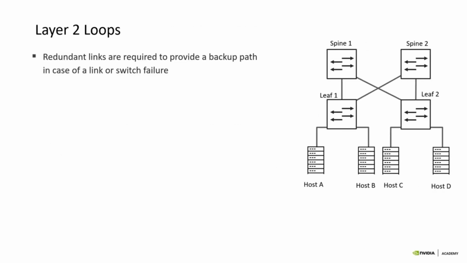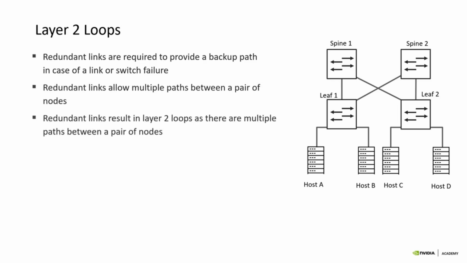We already know that a redundant network design requires additional redundant layer 2 links to provide a backup path in case of a link or switch failure. Those redundant links allow multiple paths between a pair of nodes. Well, that sounds terrific because that's exactly what we're trying to achieve. But because of the behavior of layer 2 networks, this creates a layer 2 loop that eventually results in traffic denial. Let's see how it's caused.